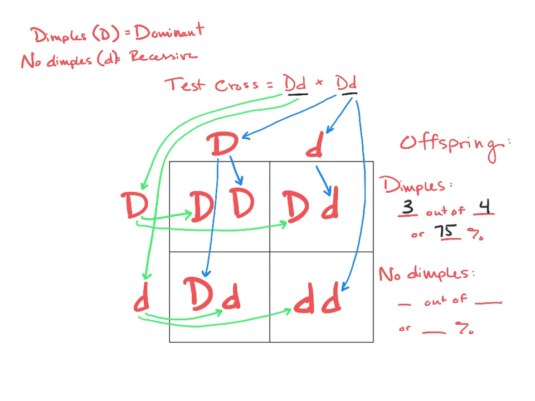Now we can look for no dimples. The only individual who does not have the trait for dimples is this person, who has 2 lowercase d's, so they will not express dimples as a trait. So that's 1 out of 4, or 25%.